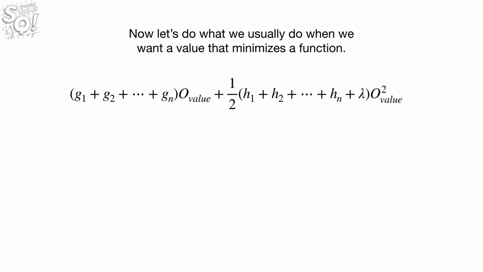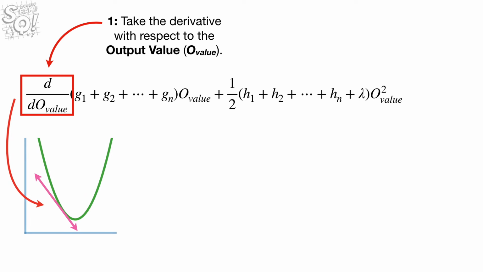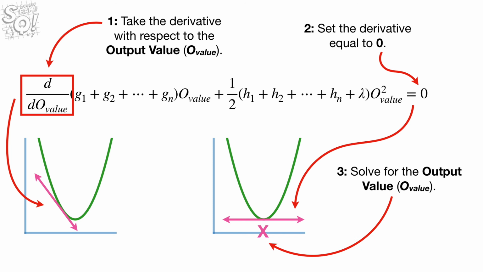Now let's do what we usually do when we want a value that minimizes a function. 1. Take the derivative with respect to the output value. 2. Set the derivative equal to 0. And 3. Solve for the output value.